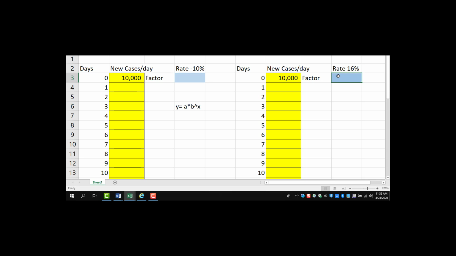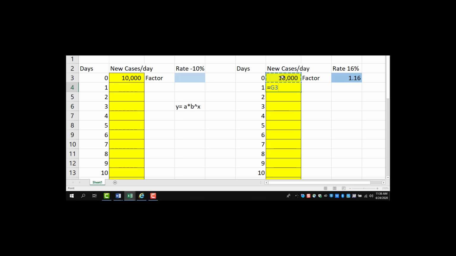1 plus R would be 1 plus 16 over 100, which is 1.16. Now I'm going to use this equation. This is going to be new cases every day, and this is going to be the beginning amount, which is 10,000. My rate, which is 1.16, my factor, raised to the number of days. So this is what scared everybody.